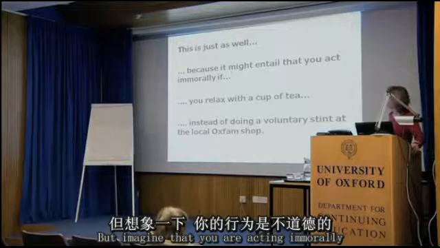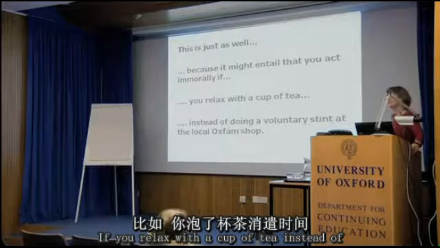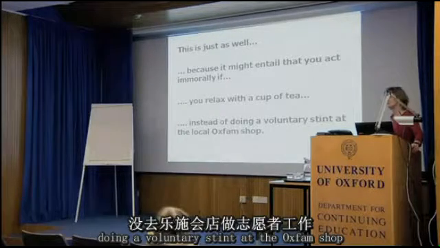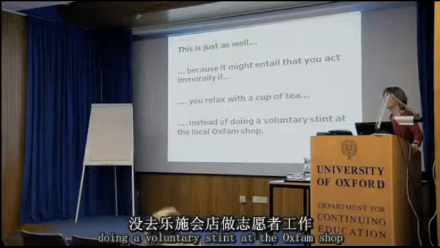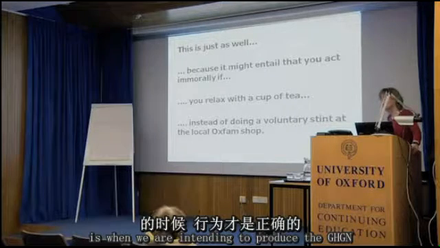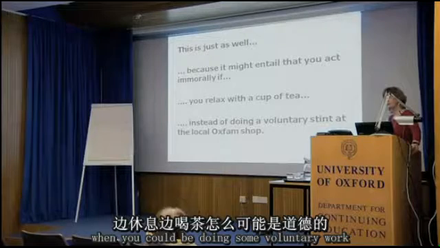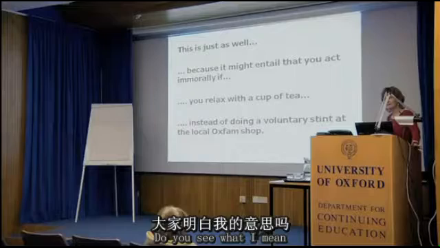But imagine that you're acting immorally if you relax with a cup of tea instead of doing a voluntary stint at the Oxfam shop. If the only time an action is right is when we are intending to produce the greatest happiness of the greatest number, how could you ever morally relax with a cup of tea when you could be doing some voluntary work? Do you see what I mean?